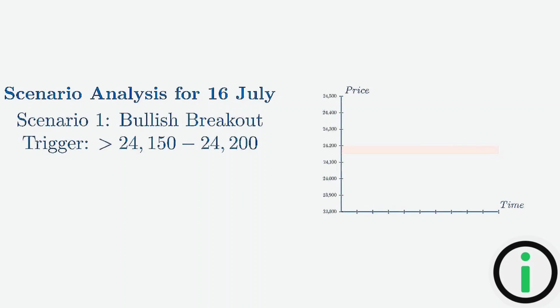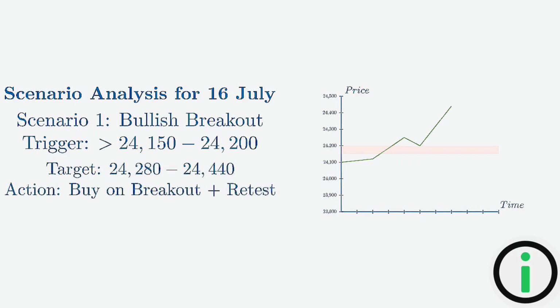Now, let's look at the 3 potential scenarios for today's session. Being prepared for every outcome is what separates professional traders from gamblers. The first scenario is a bullish breakout. This triggers if the price can stay above the 24,150 to 24,200 resistance zone. If this happens, our targets are 24,280 and potentially 24,440. However, be careful. Do not chase the move. Wait for a confirmed breakout followed by a successful retest of the 24,200 level before entering a long position.